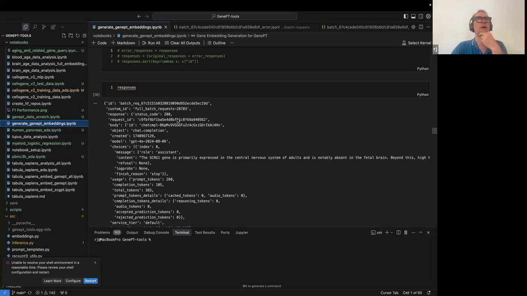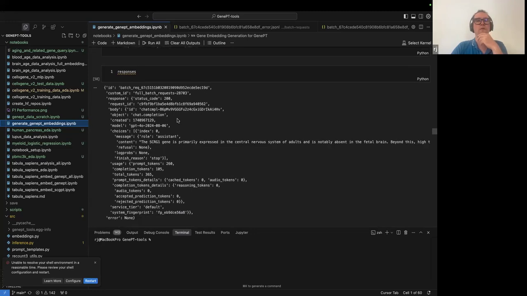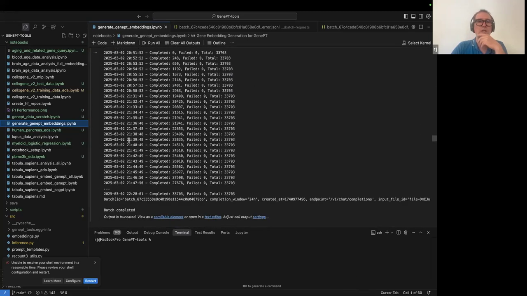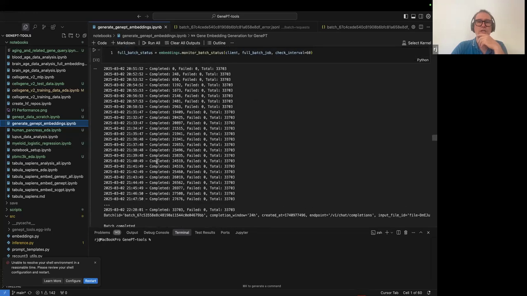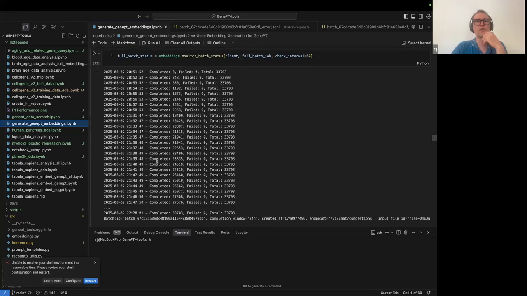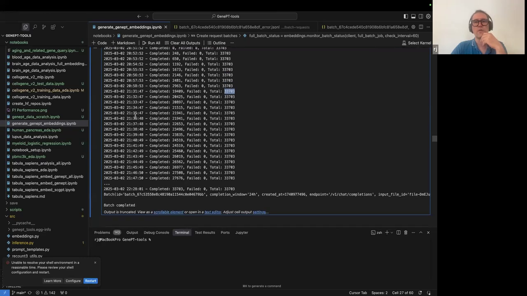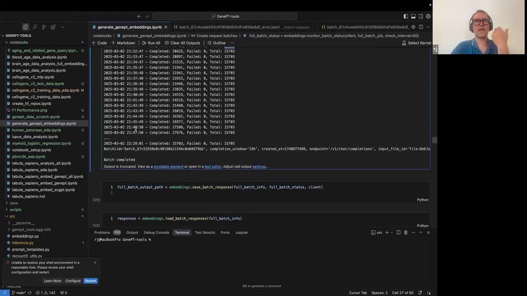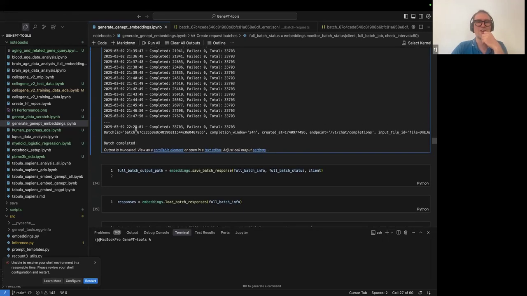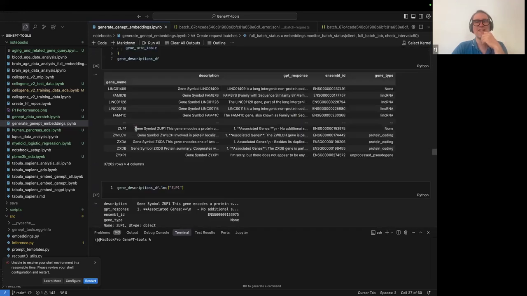It will just happily churn away at it for up to a day, depending on the size of the data set. I think you can see here, and interestingly, for larger data sets the throughput is much higher, but for 30,000 descriptions it took me about half an hour or 40 minutes, right? And it cost me like $1 or something. So it's pretty amazingly cheap.